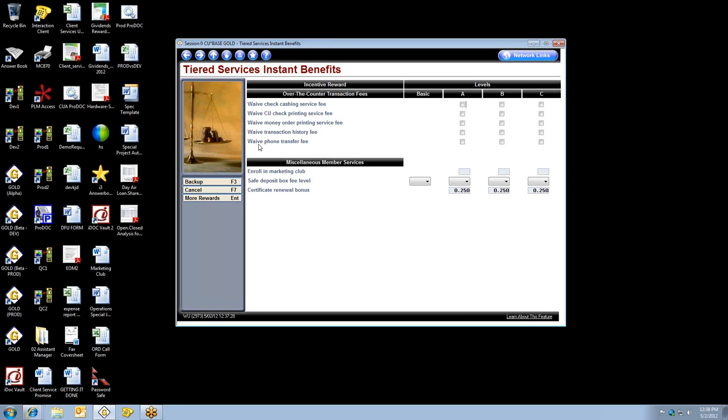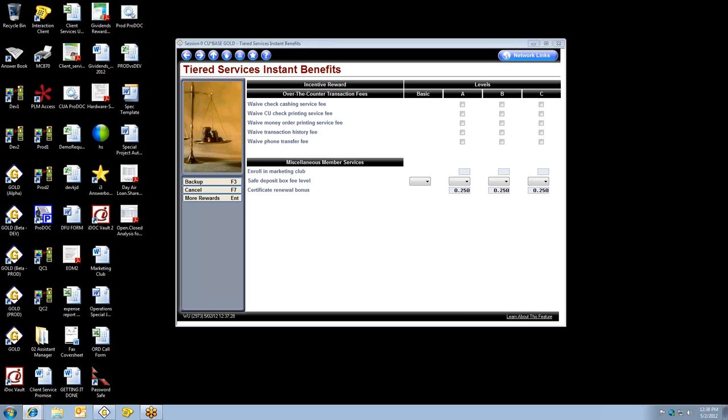So check cashing service fee, for example. If you happen to have one configured, a check cashing fee, you can waive it for a certain number of members within your membership. Typically we only see credit unions waive this for the top 1 or 2 tiers because it is something that they want to discourage.